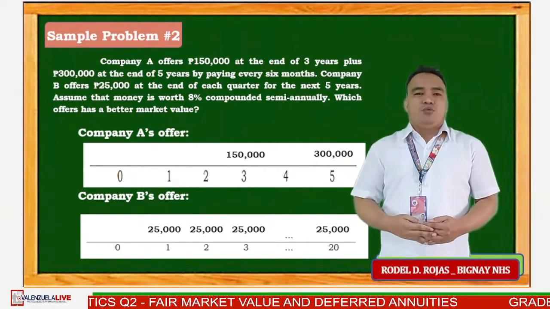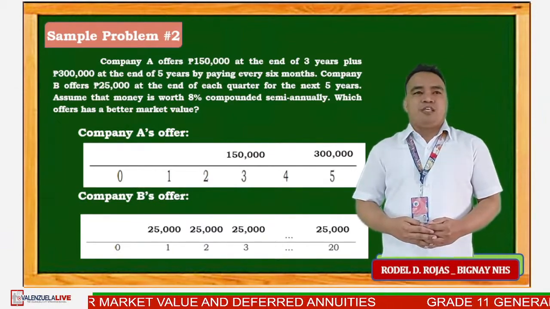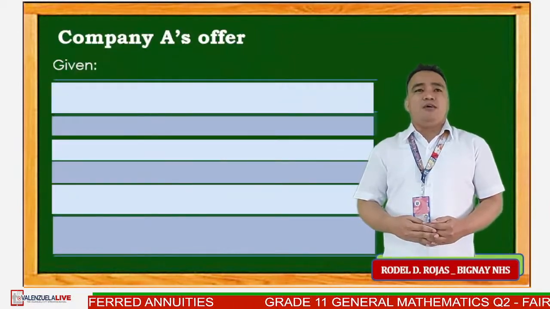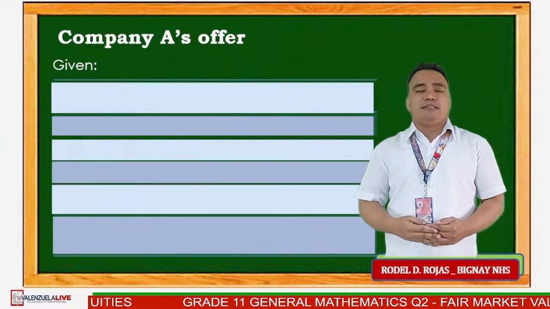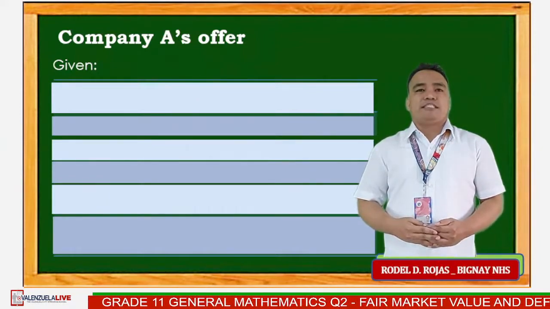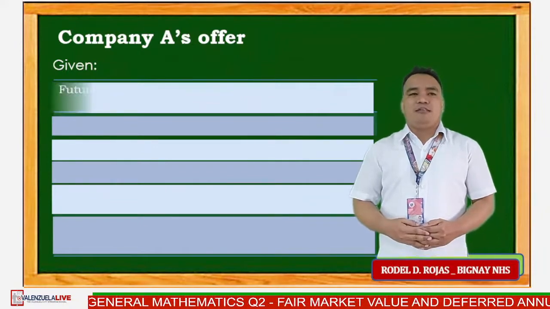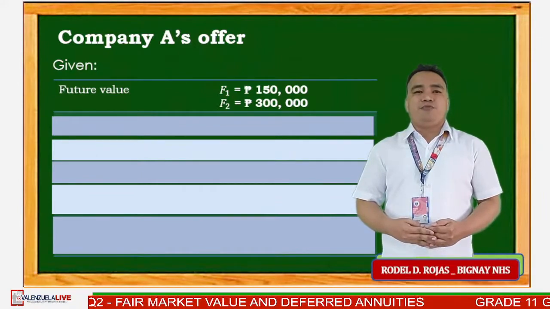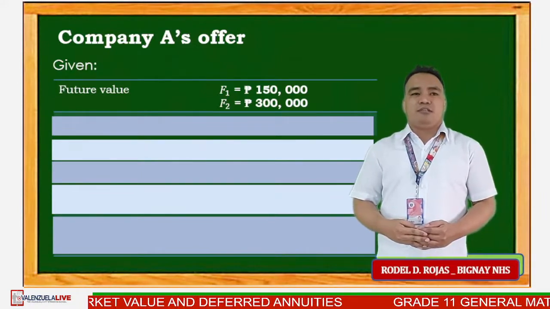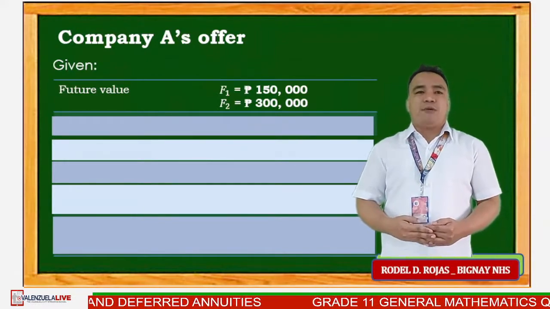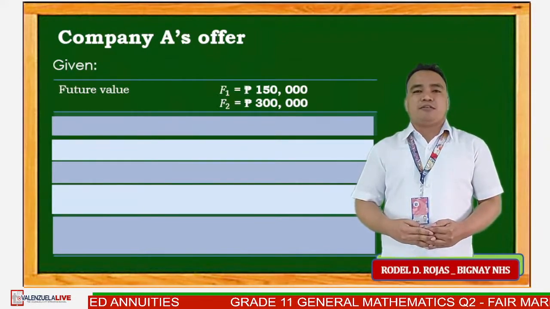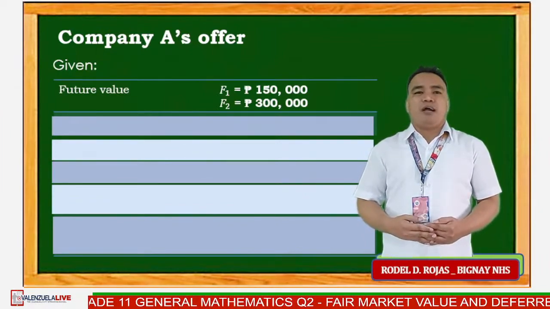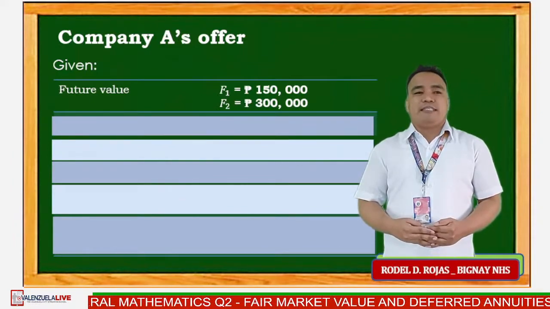Question, which offer has a better market value? So let us find the fair market value of each offer. For Company A's offer, suppose that the selected focal date is the start of the term, compute for the present value. The given are, first, future value or F sub 1 equals 150,000 pesos at the end of 3 years. Second, future value or F sub 2 equals 300,000 pesos at the end of 5 years. So, to determine the fair market value is to add the two present values.